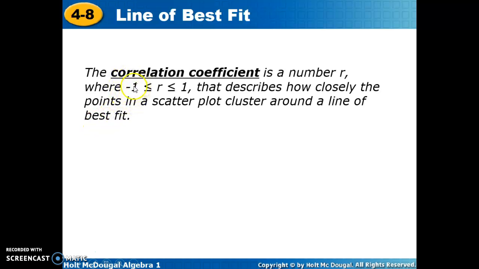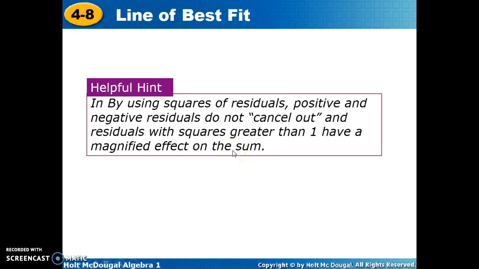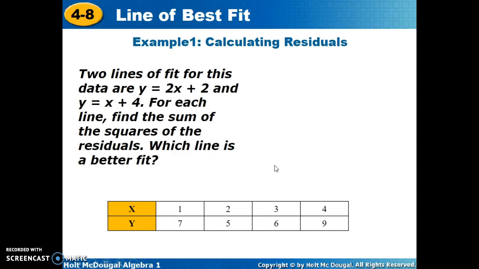A correlation coefficient of -1 indicates practically perfect fit of the data to our line, and the slope is negative. And conversely, a correlation coefficient of +1 indicates almost a perfect fit with a positive slope. By using the squares of residuals, positive and negative residuals don't cancel out because we are squaring them. All squares are positive. So let's look at how this is going to work.